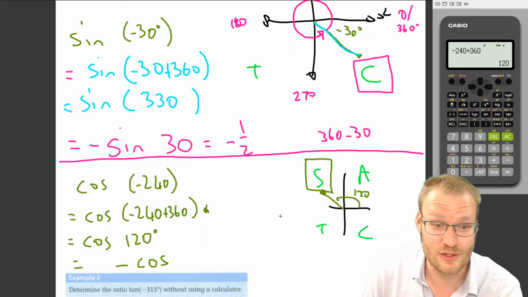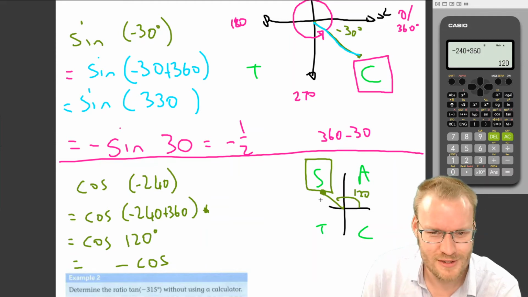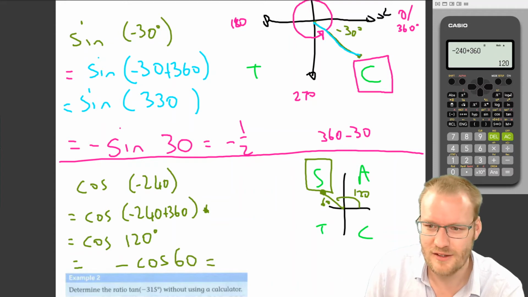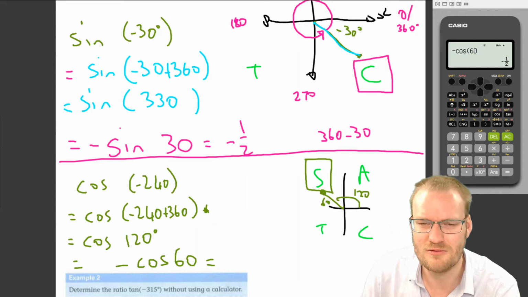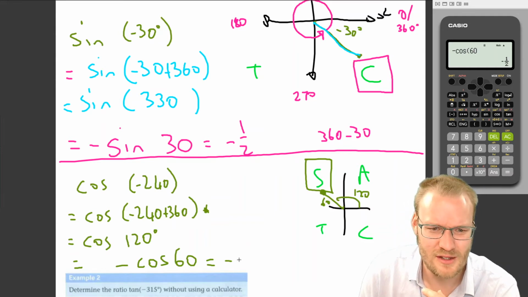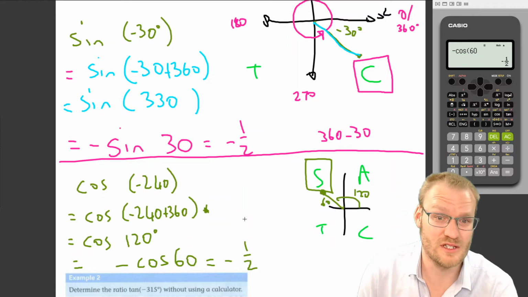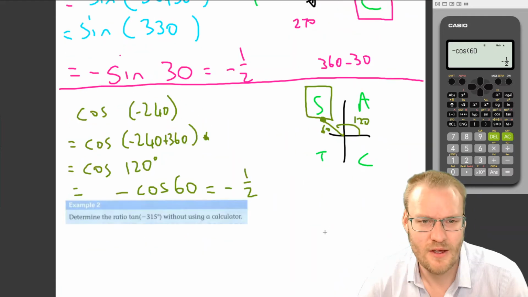That was quite quick, so you went, it's going too quickly. But that's 60 degrees, so that's negative cos of 60. Calculator, minus cos 60, because we don't really remember our special angles that much, and we said that's minus a half. Just a bit of a coincidence that they're the same answer.